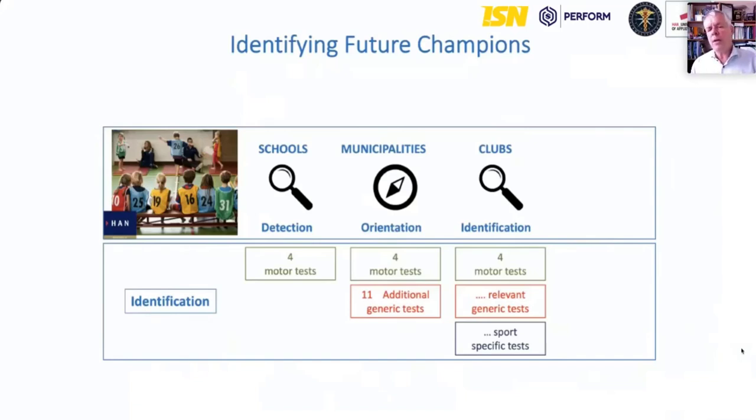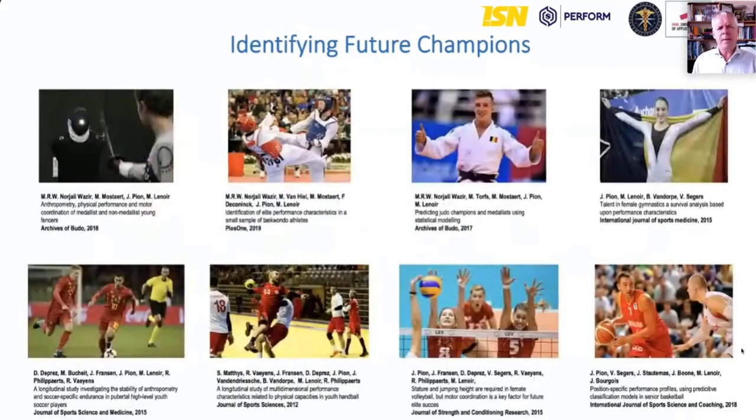And we connect, of course, those test batteries with each other, which means that we still continue with the 4 motor tests. We continue with the relevant generic tests, because it's not relevant to do a dribbling test in gymnastics, or it is a little bit less relevant to look at the balance beam test for volleyball players. And in the end, we add some sport-specific tests to have a specific test battery for different sports. And it was possible to identify future champions.